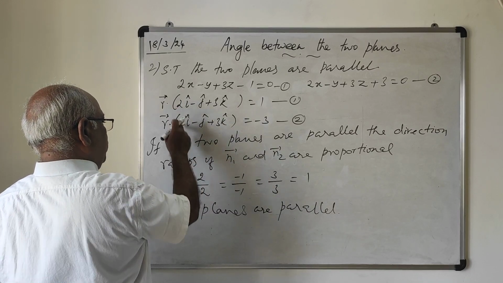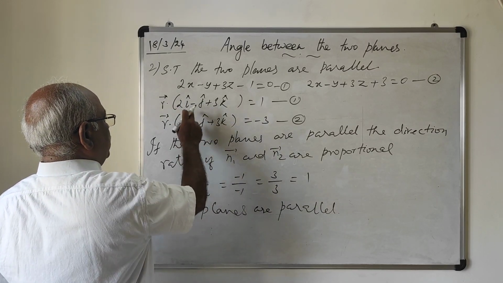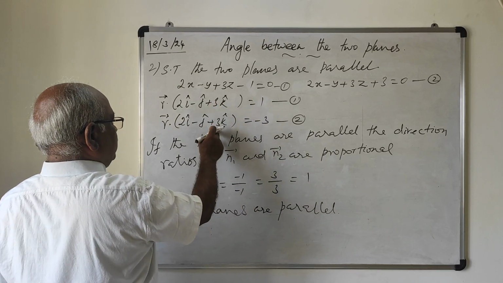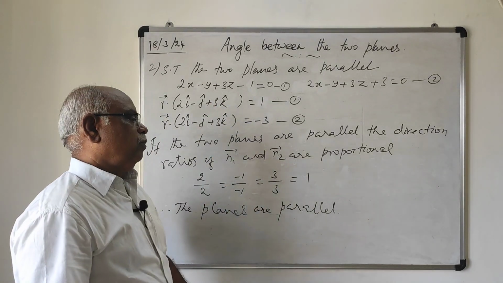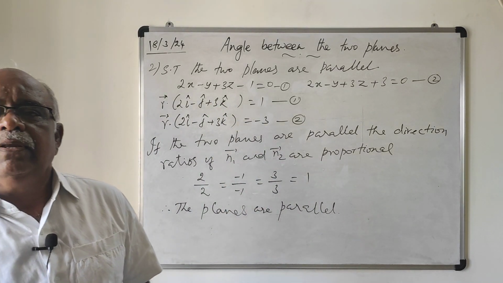a1 by a2 is 2 by 2. b1 by b2 is minus 1 by minus 1. c1 by c2 is 3 by 3. They are proportional, hence the two given planes are parallel.